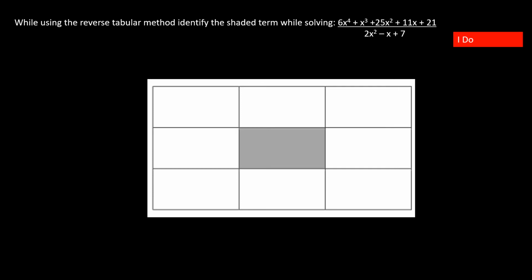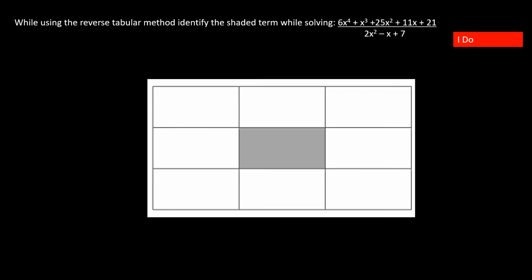So this one says here, using the reverse tabular method, identify the shaded term while solving. Okay, so wow, this is big. We haven't done a big reverse tabular method like this before. We are going to be dividing this numerator, 6x to the 4th plus x to the 3rd plus 25x squared plus 11x plus 21 divided by 2x squared minus x plus 7.